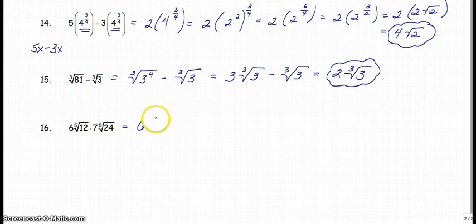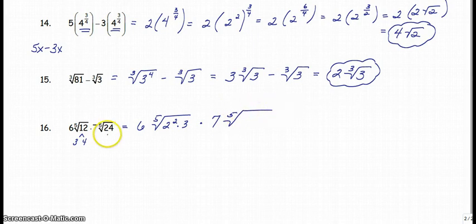So I would have 6 times the 5th root of, and then 12 would be 3 times 4, and 4 is 2 squared, so I would have 2 squared times 3, times 7, 5th root of 24. 24 is 8 times 3, and 8 is 2 cubed, so I would have 2 cubed times 3.